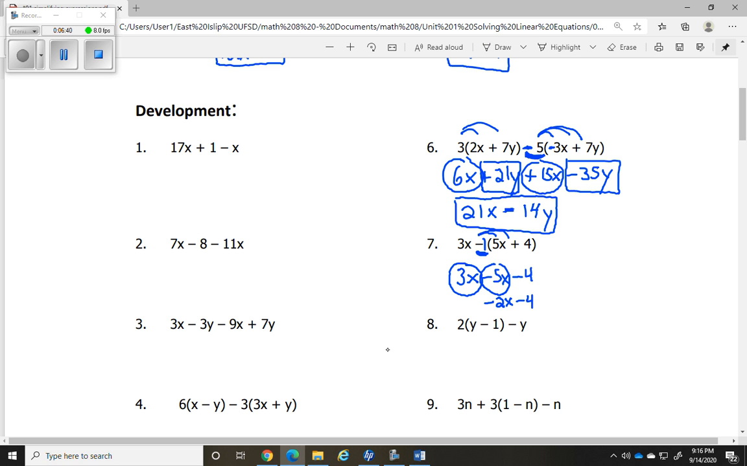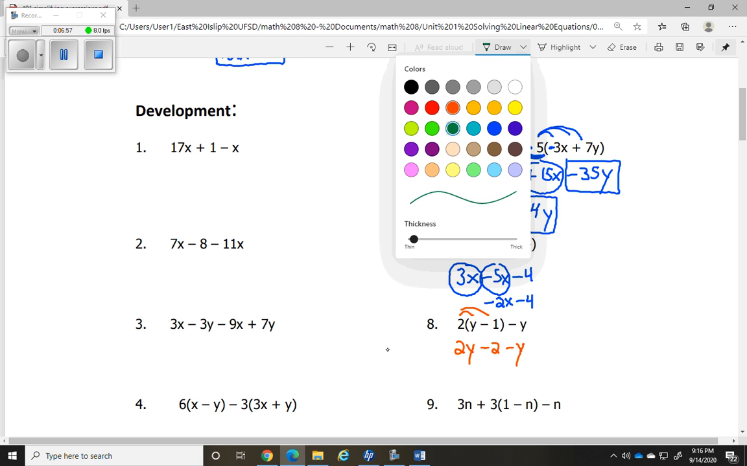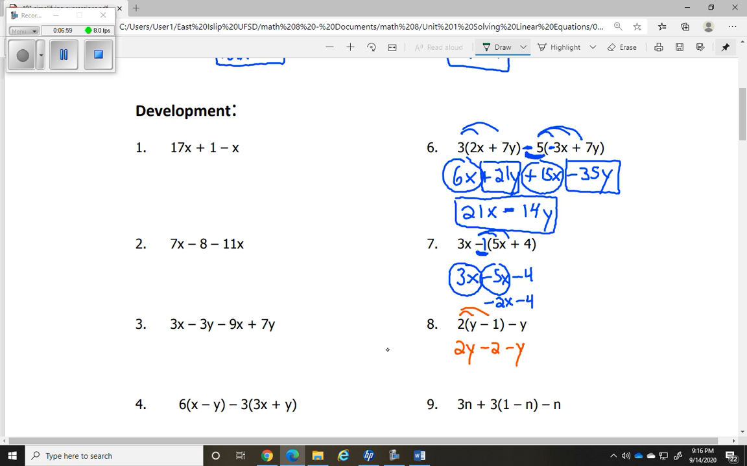So when I distribute the 2, I get 2y minus 2. I didn't touch this stuff at the end yet, so I'm just going to write it down. Next comes combining. I need to combine this 2y with the negative y. I like to think of it as a negative 1y. It makes it easier now to combine.